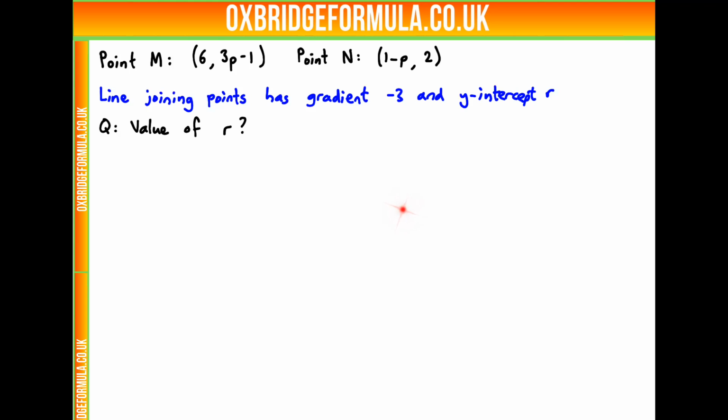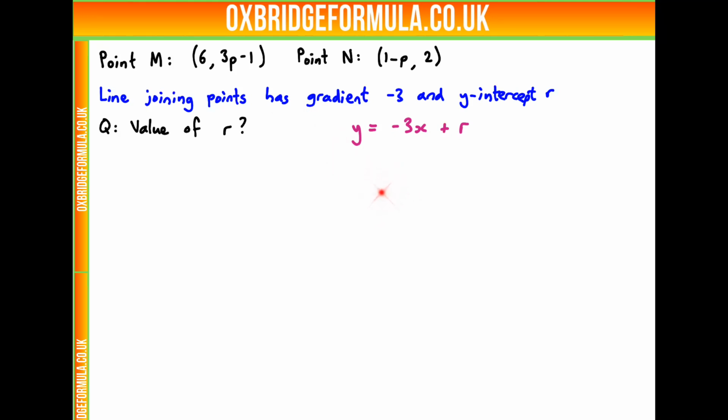So where do we start in such a case? Well, the thing that links these 2 points together is this line that we're told about with a gradient of minus 3 and a y-intercept of r. So how do we represent this line formally as an equation? If you use the classic y equals mx plus c with the gradient m and the y-intercept c, that would become y is minus 3x plus r. So we know this equation holds for all the points on this line, and we know both of these points are indeed on this line, so that is a good start.